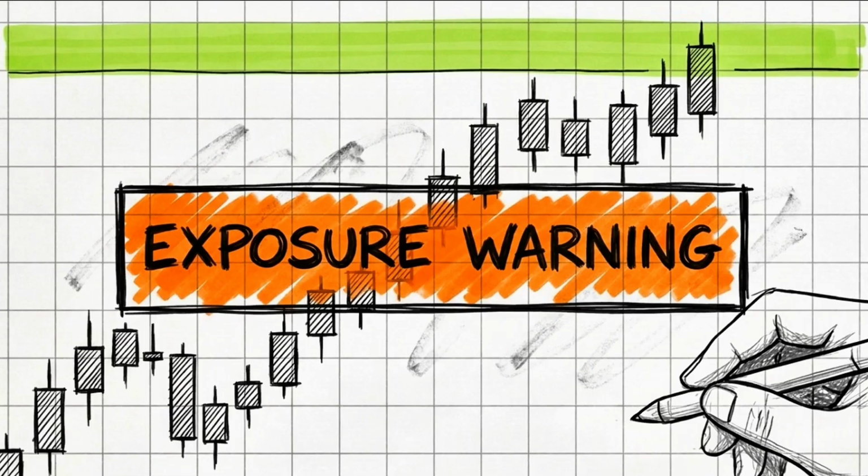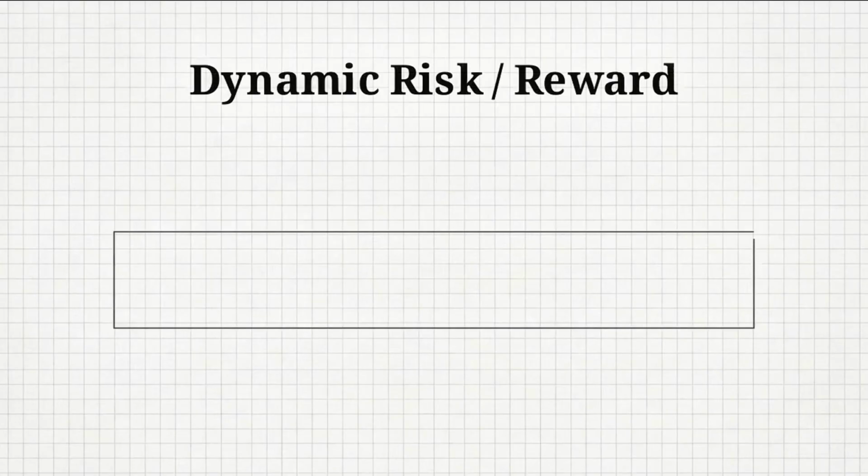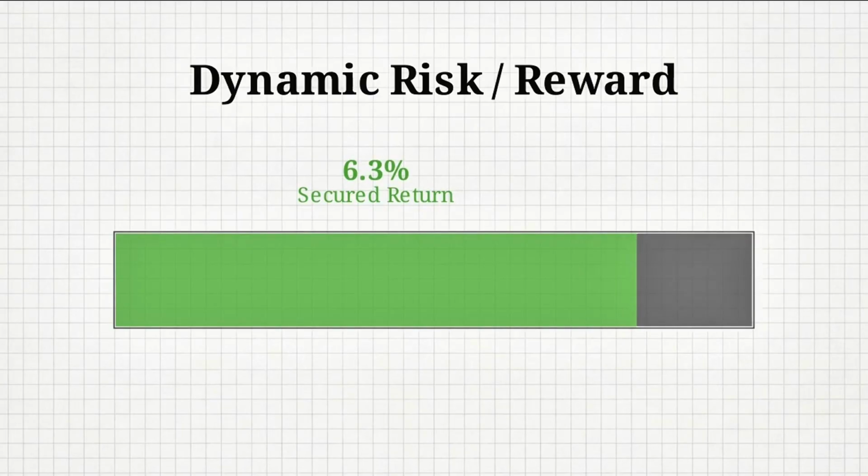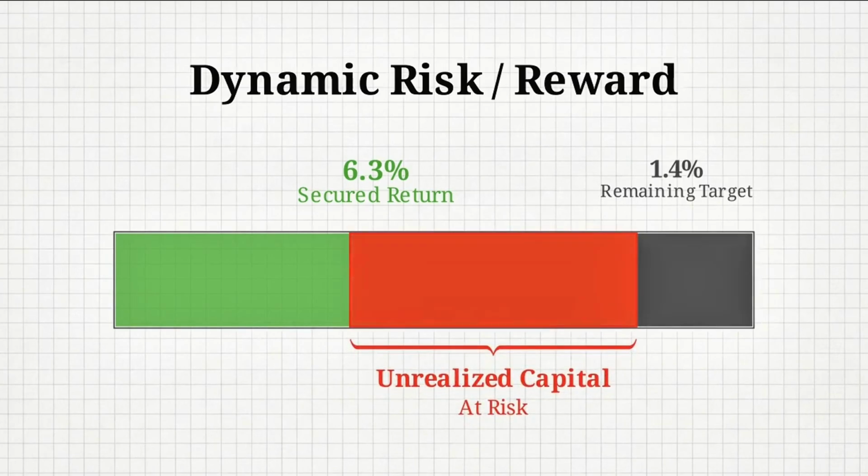Eventually, the trade will approach its final take-profit zone. At this stage, the standard rules of structure require a recalculation based on dynamic risk-reward. This chart compares the exact math of the late-stage trade. The massive green section represents a 6.3% secured return. The tiny gray sliver is the 1.4% of remaining target. If we leave our stop way up at the last macro high, we are risking huge amounts of unrealized capital just to capture that final percentage point.